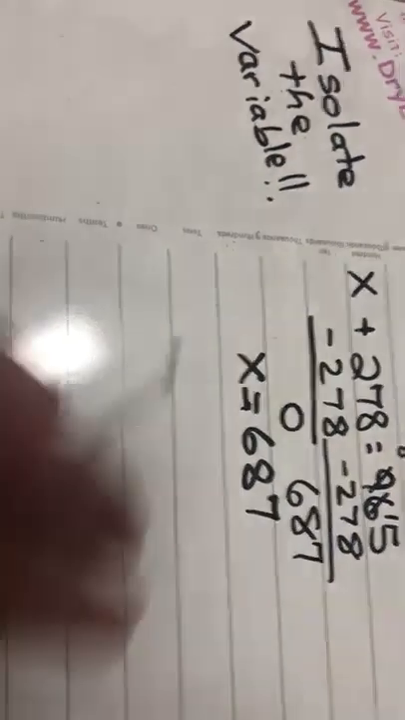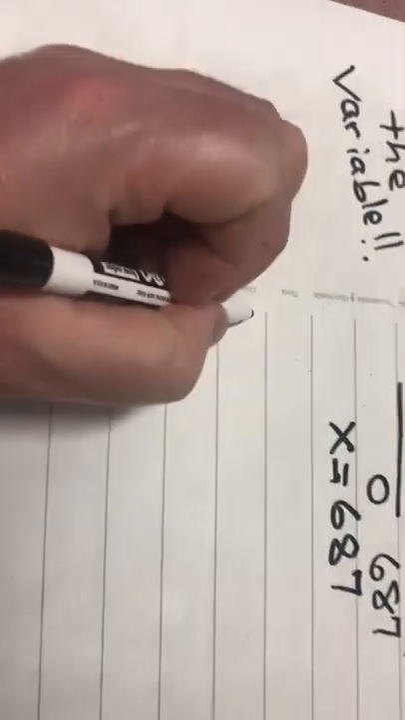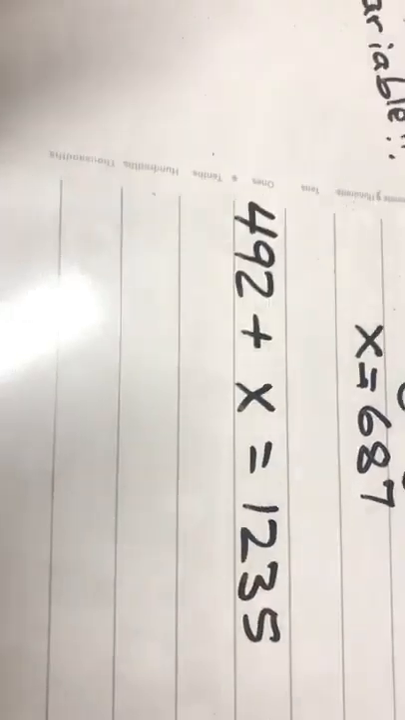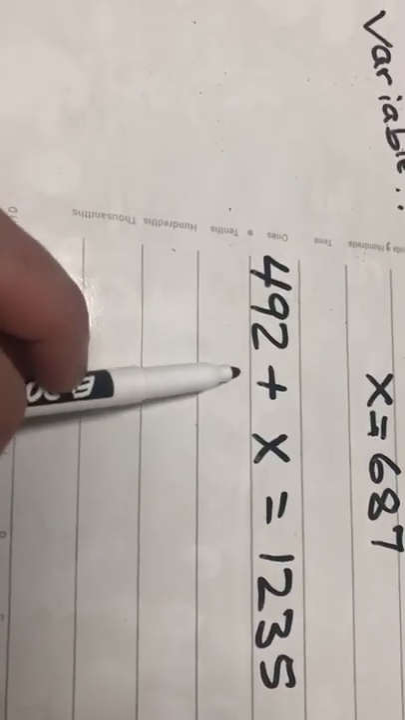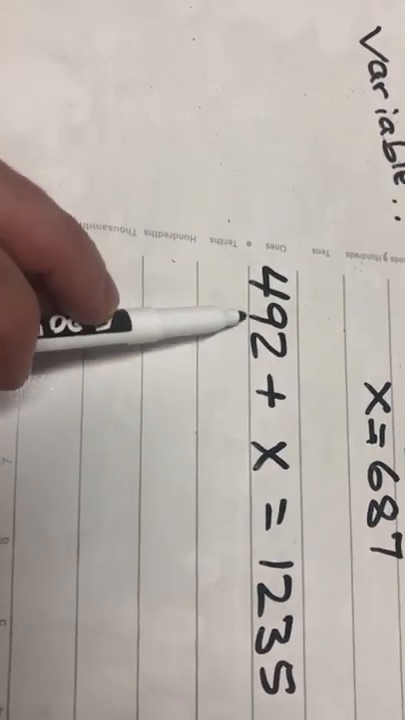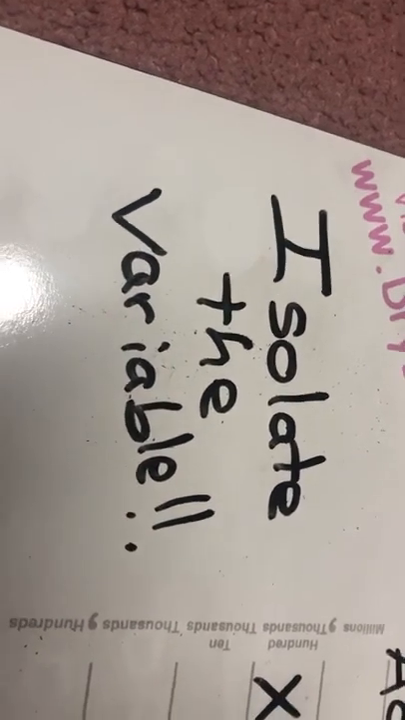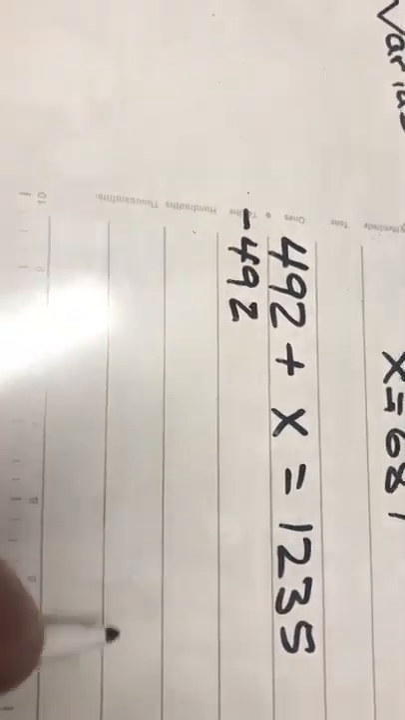All right, let's see what happens if I switch where the x goes. All right, so we're going to say I've got 492 plus x equals 1,235. All right, in this situation, since it's addition, nothing's going to change. Okay, nothing's going to change. It's just plus x. Here I have a positive 492. I want to get rid of this 492, so I just have x over here because I have to isolate the variable. I have to get x by itself, so I'm going to subtract 492 from both sides.